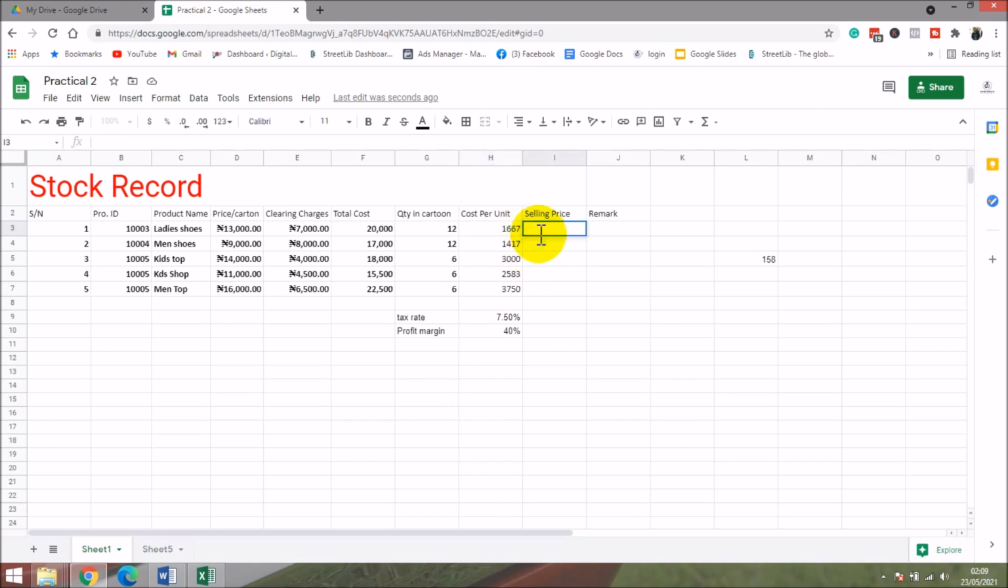So how do we input this formula? Let's go there. So we say equal to, right? Sorry, H3 times 7.